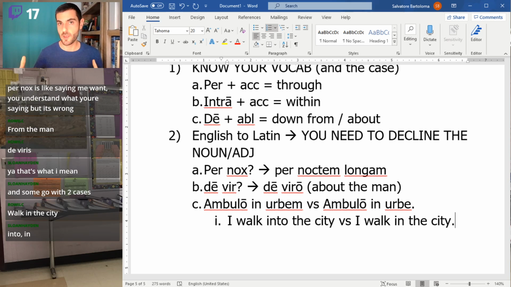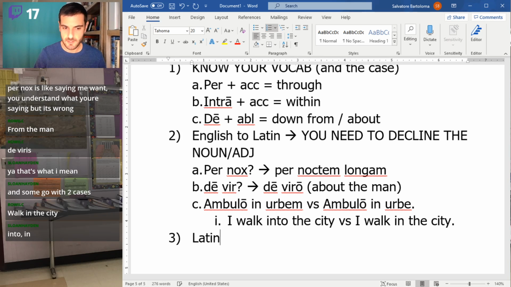Sub works the same way. If you travel sub terram, you're traveling under the earth. You're starting up here and then going underground. Versus the ship is sub mari, the ship is under the water. It's just sitting under the water, like a submarine. So for those prepositions that can go either way, it depends. You need the whole sentence. Without any context, it's hard to tell which one it should be.